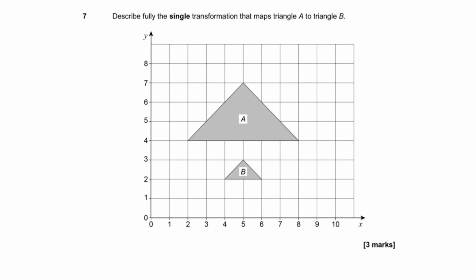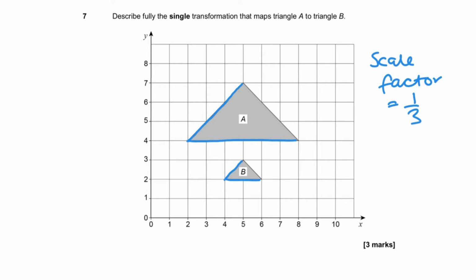So if we have a look at triangle A, the base of the triangle is 6 squares long, but the base of triangle B is only 2 squares long, it's 1/3 of the size. This line here on triangle A is 3 squares long, and the same line on triangle B is only 1 square long, so that's 1/3 of its size as well. So we can conclude that the scale factor must be 1/3. So the next thing we need to do is find the centre of enlargement.